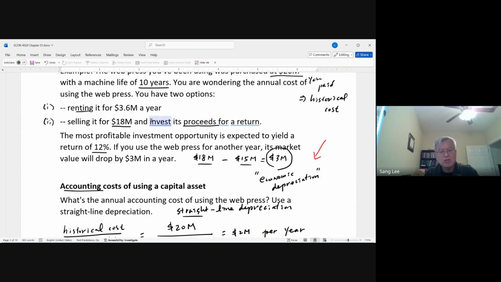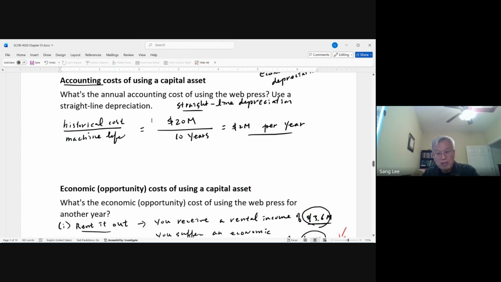And then I can ask a more specific question. What's the accounting cost of using this web press for another year? When you use a straight line depreciation, simply you divide the historical cost, $20 million, by its machine life years, 10 years. So $2 million per year. That's how your CPA would compute the accounting cost of using the web press machine for a year.